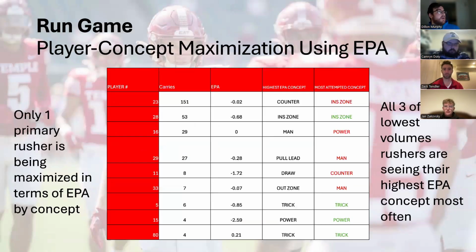So putting this all together, we wanted to see which running backs were getting their most attempted concept, and then what was their highest expected points added concept, to see if they were getting their highest points added concept the most. An interesting trend there was that only one out of the top three rushers were getting their highest expected points added concept the most, which was that second leading rusher there, while the other two, number 23 and number 16, were running inside zone and power respectively, when that was not their most effective run. And then the bottom three rushers were all being utilized the most with their highest expected points added concept. So that was definitely something we thought about when looking at our recommendations.